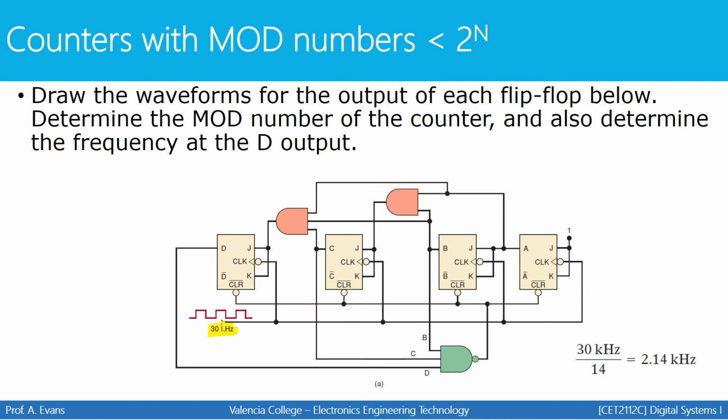It was 14. We determined the mod number two or three slides ago when we looked at what was connected to the NAND gate and determined what it was going to count up to. It's going to count up to 13 before it resets. That's a mod 14 counter. So you take your input frequency, divide by your mod number. There's your output frequency.